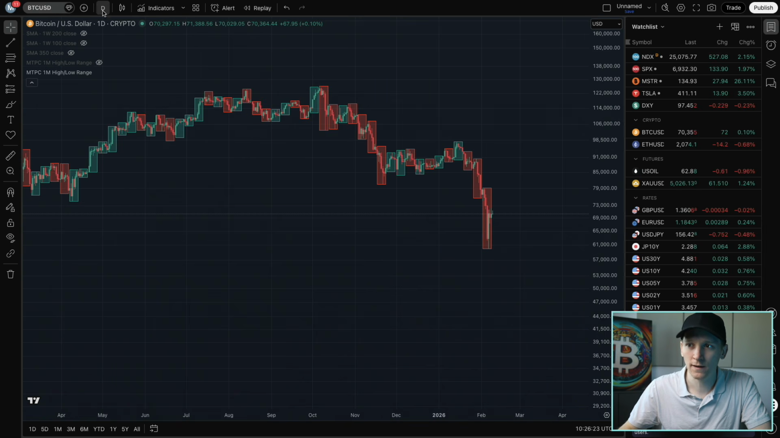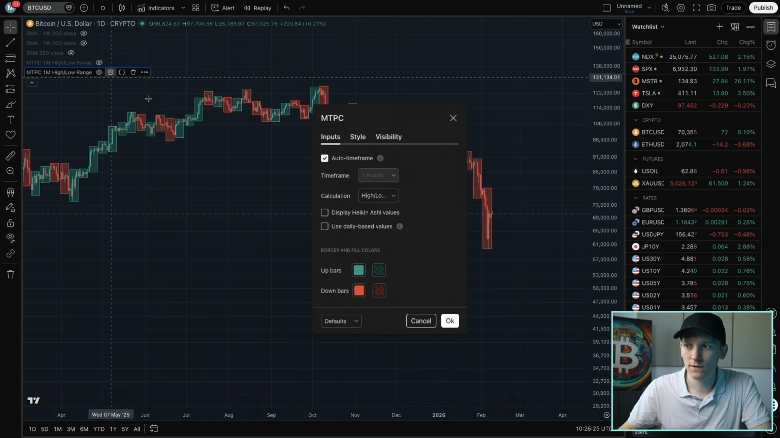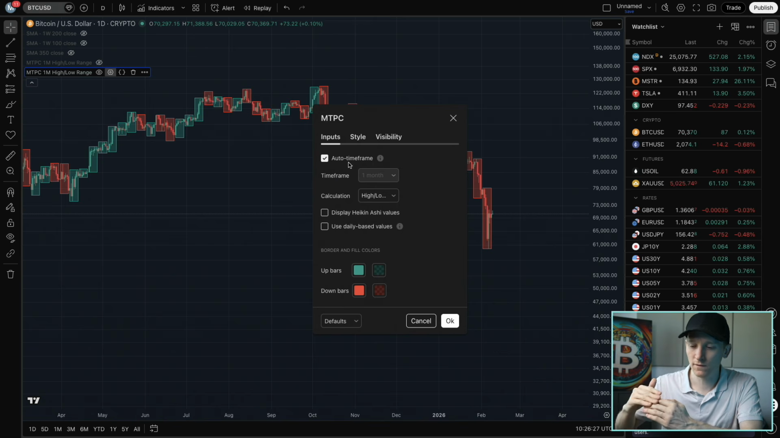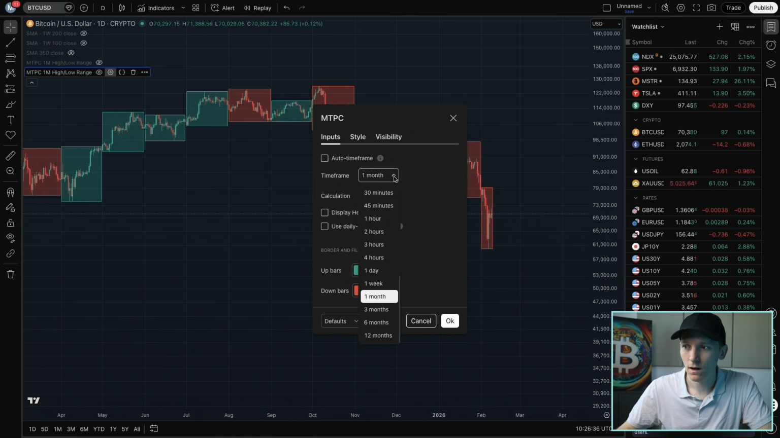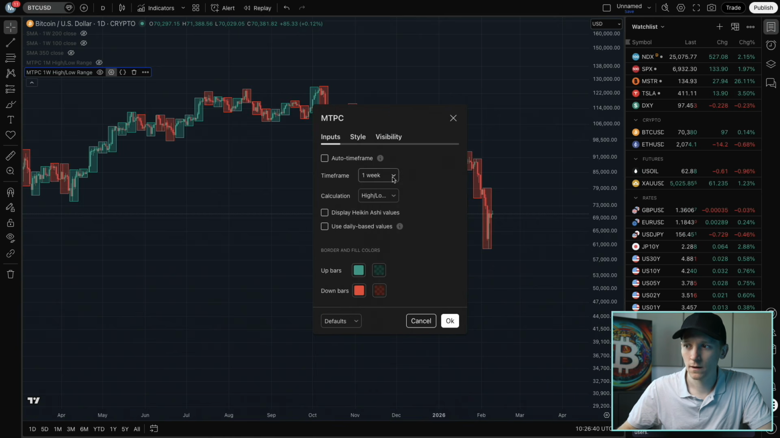So for example, if I'm looking at a daily chart, then the multi-time frame is going to auto time frame to something higher than that. So it auto chooses a time frame for 1 month. I can choose this though. So if I take this off, I can, for example, choose a 1 week like this. So that will go on the chart. And anything above I can choose.